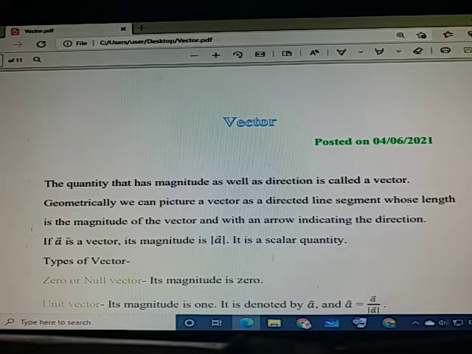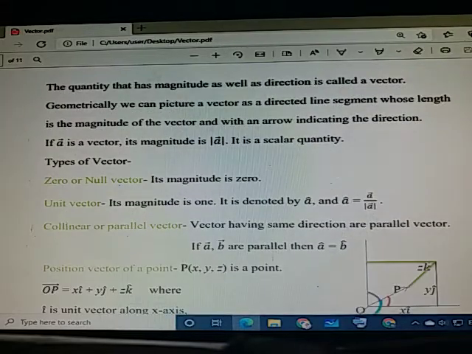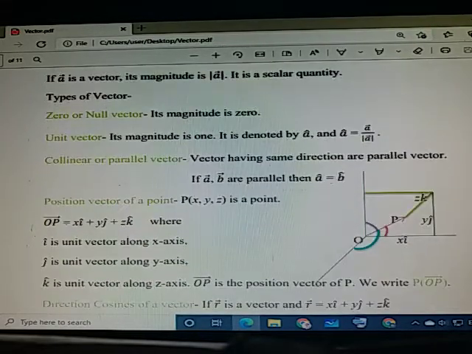This arrow mark, a cap on the letter A, means this is a vector. It has magnitude, and we write the magnitude with the modulus sign, modulus of this. Then different types of vectors are there. Zero vector, or null vector, is a vector whose magnitude is 0.